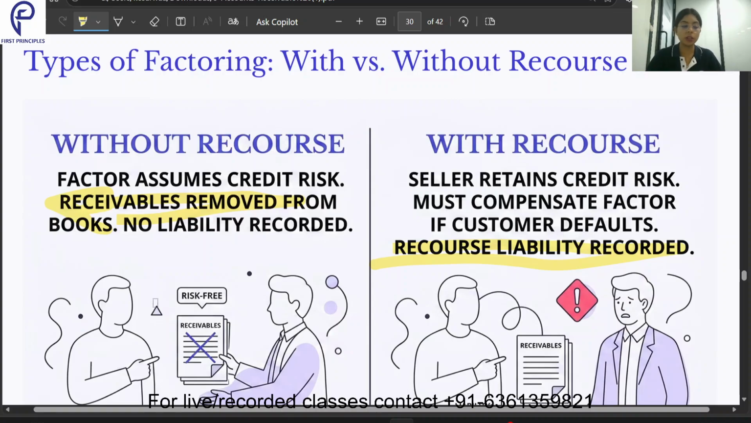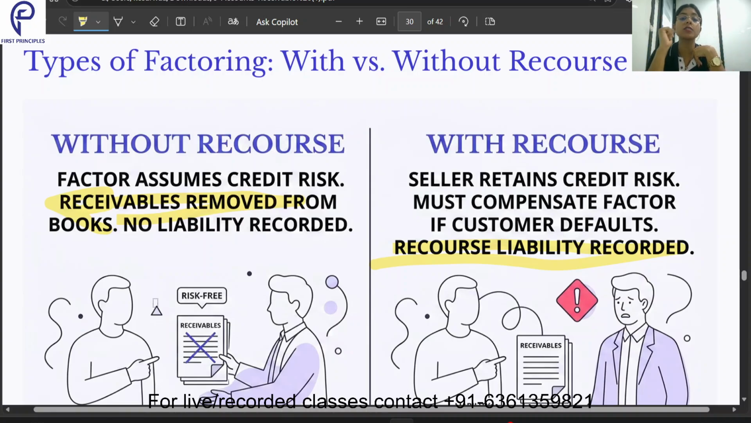Without recourse means what? Suppose this is my accounts receivable of 1000 bucks. I have given it to the bank, and the bank has given me, say, 800 bucks, and it is without recourse. That means tomorrow if the customer is not going to pay me this 1000 bucks, it's not going to impact me. Why? Because now it is without recourse.